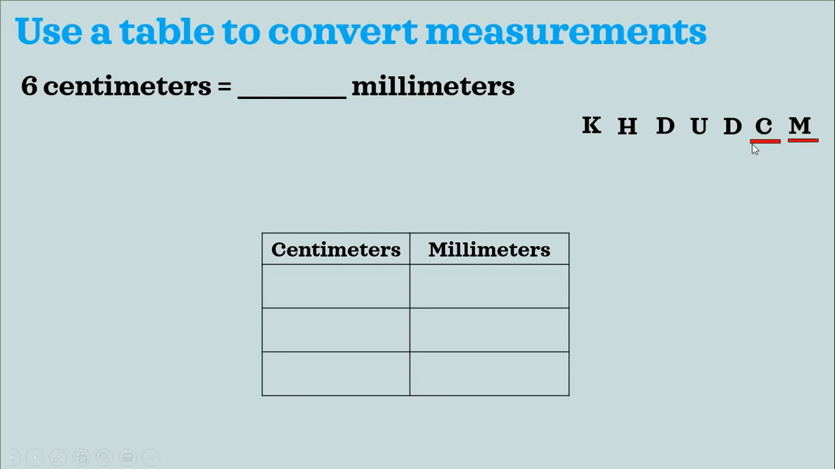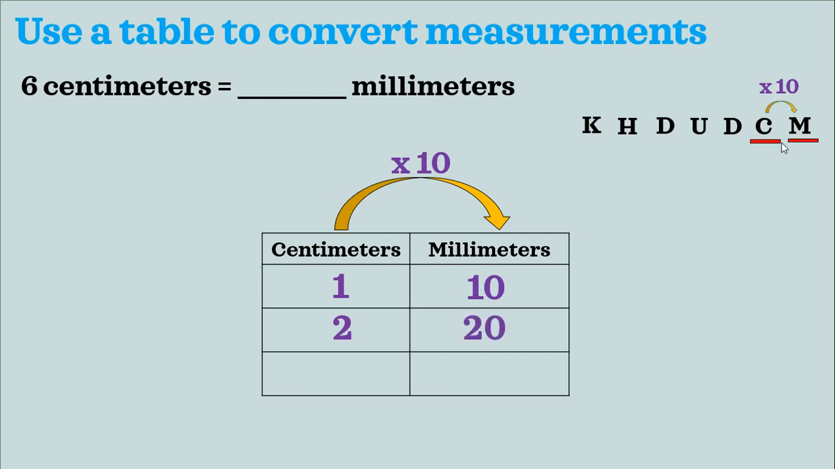Here we can see we're going from centi to milli. We're moving over 1 place value to the right. We're going to be multiplying. So we're going to be multiplying centimeters times 10 to get to millimeters. 1 centimeter times 10 is 10 millimeters. 2 centimeters times 10 is 20 millimeters. I'm going to skip all the way to 6 centimeters times 10 to get to 60 millimeters. So 6 centimeters equals 60 millimeters.